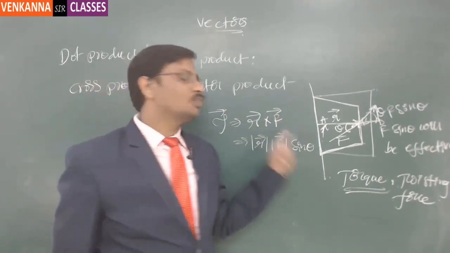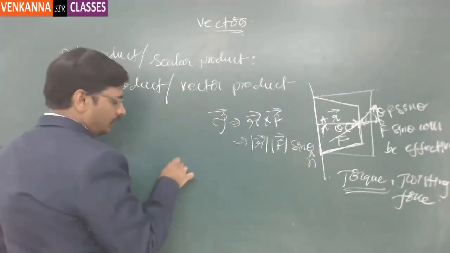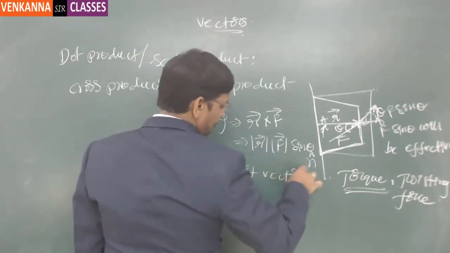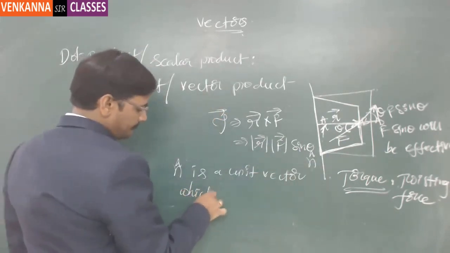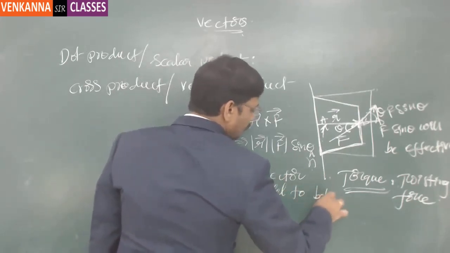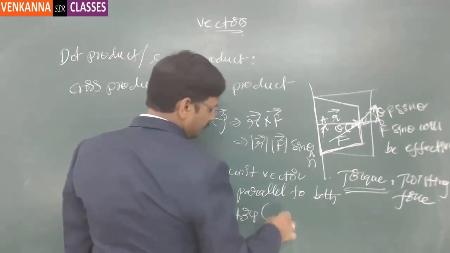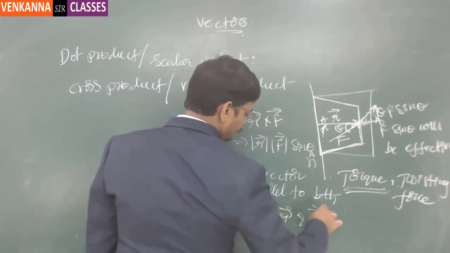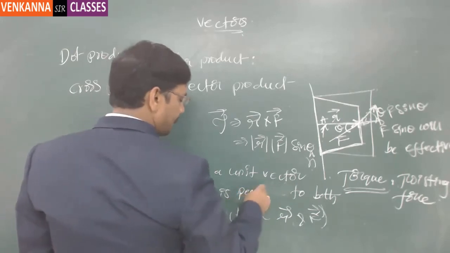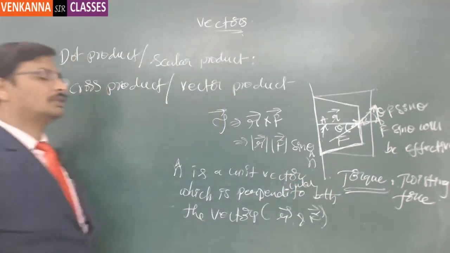Now there is one more factor called n cap that comes into the picture. N cap is a unit vector which is perpendicular, not parallel, to both the vectors, in this case R bar and F bar. Which is perpendicular to both R and F.